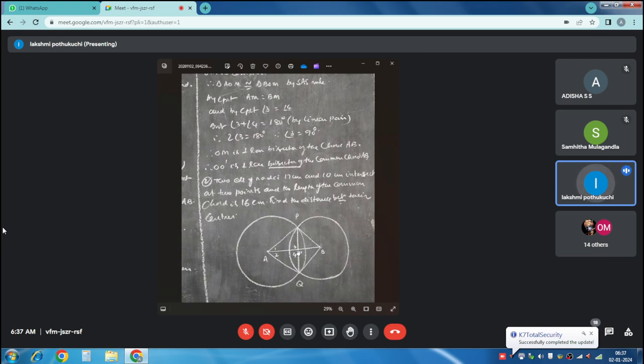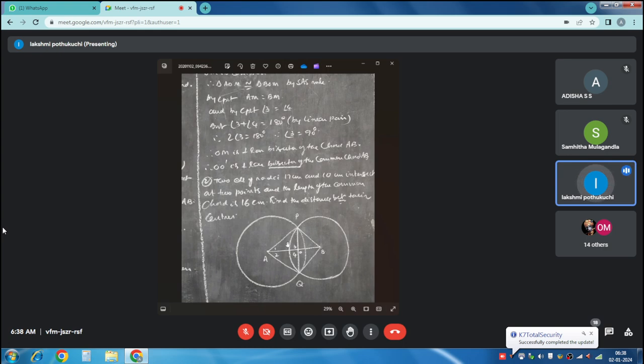Come to the next triangle, BPO. PB is equal to 10. PO is equal to 8, since PQ is 16 and half of it is 8. This we should find out. Children, 6, 8, 10 are Pythagorean triplets. 3, 4, 5, and 6, 8, 10. One is 6, one is 8, one is 10.